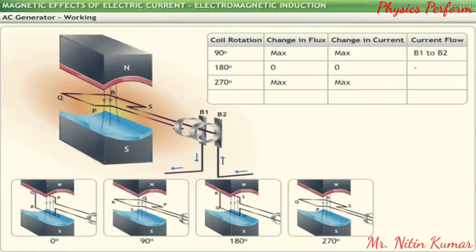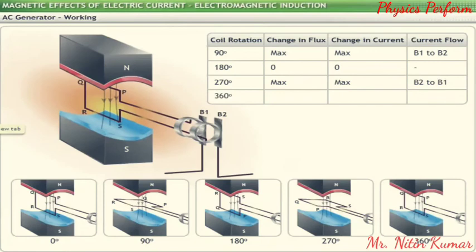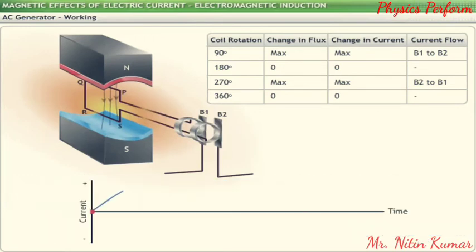Rotating the coil by another 90 degrees causes the current to increase in the opposite direction. Now the coil has rotated through 270 degrees from its initial position. Now, the current flows from B2 to B1. On turning further by 90 degrees, the coil completes one rotation of 360 degrees. The change in flux with respect to the initial position is zero at this point. Hence, the current falls in the same direction and becomes zero.